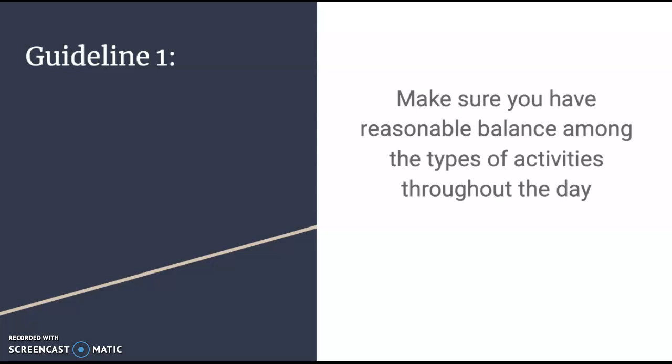So the first guideline is to make sure you have reasonable balance among the types of activities throughout the day. The goal of this guideline is to have an equal variety of teacher-directed instruction, independent work, and cooperative or peer group work throughout the day. We want to balance the kinds of tasks students do in a day. Look at your schedule and estimate the approximate percentage of time that the students spend in the various types of tasks.